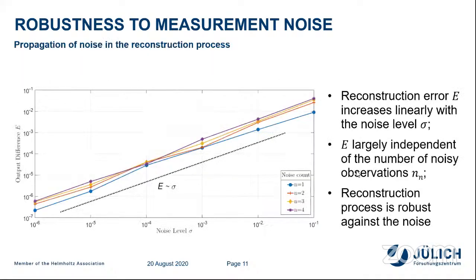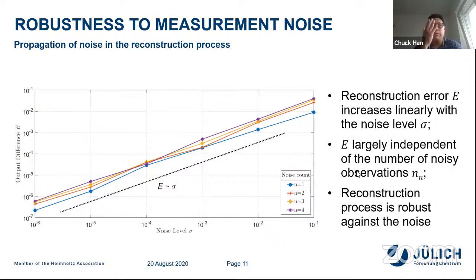Yeah. Okay. Thanks. So here's some results. First we test the robustness of the algorithm itself. The dotted line on the bottom is a reference for a linear relationship between the difference and sigma, the noise level. You can see here all 4 lines, each representing a different number of noise points. They all increase mostly linearly with the noise level. And we can see that the difference is not strongly affected by the number of noise points added to the system. So we can see the reconstruction process itself is robust against noise.